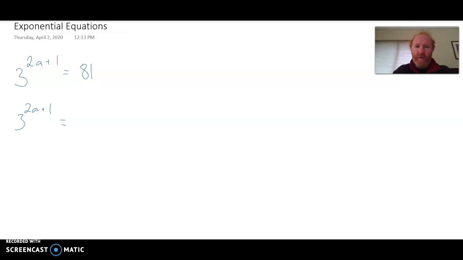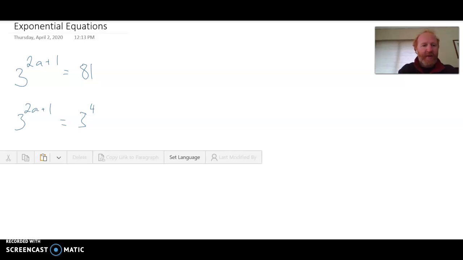On the other side, I've got 81, and so I need to know what that is in terms of base 3. So I can think about it as 3 squared is 9, 3 cubed is 27, 3 to the power of 4 is 81. So I get that to the point where I've got the same base on both sides, and now I can say, aha, if the bases are the same, then the indices must be the same. So that tells me that 2a plus 1 is the same thing as 4.